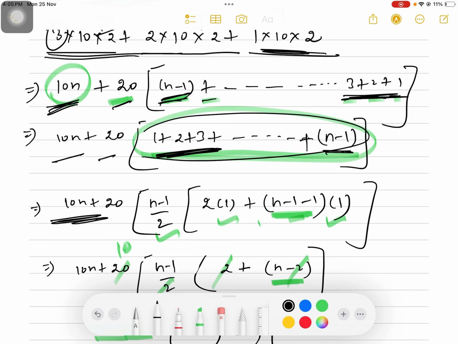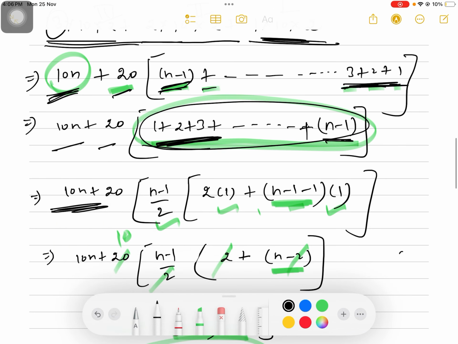Now see, this sum you can find out. This sum of 1 plus 2 plus 3 plus up to n minus 1 you can find out by putting the sum formula in AP. So what is the sum formula in AP? Number of terms divided by 2, which means n minus 1 by 2, into 2a plus n minus 1 into the common difference.